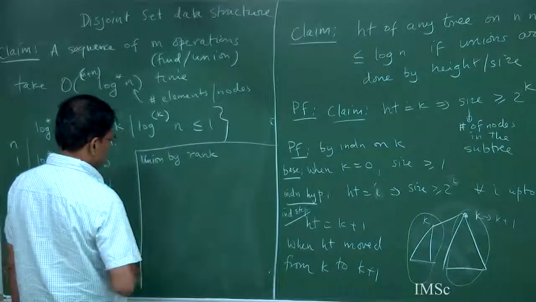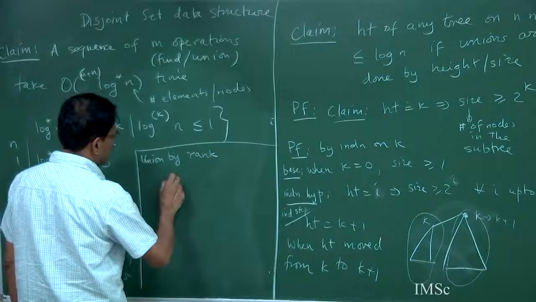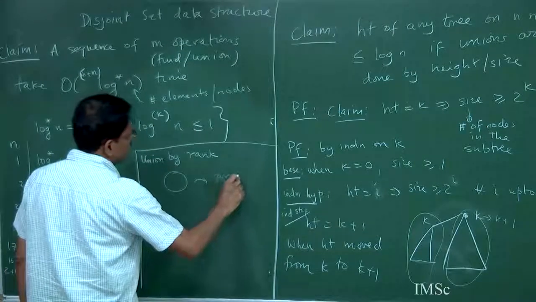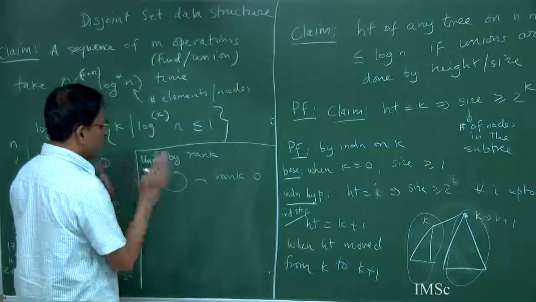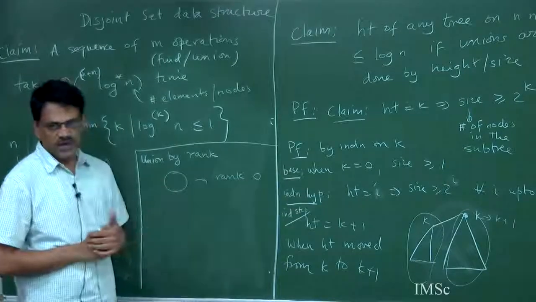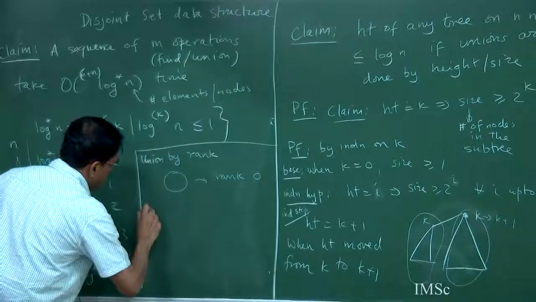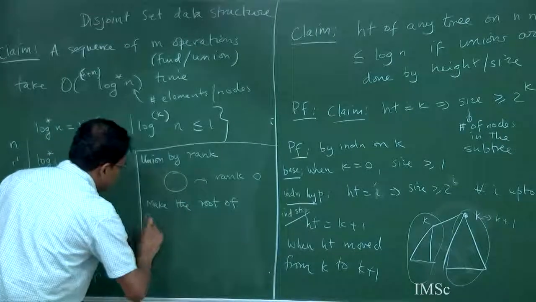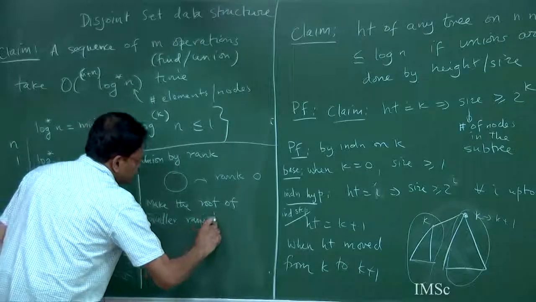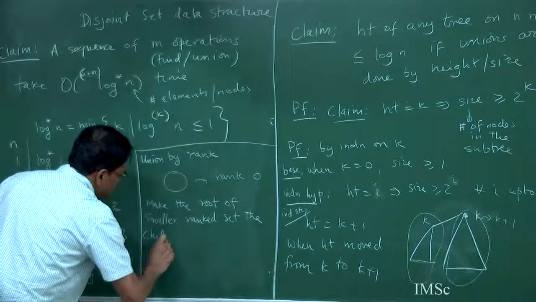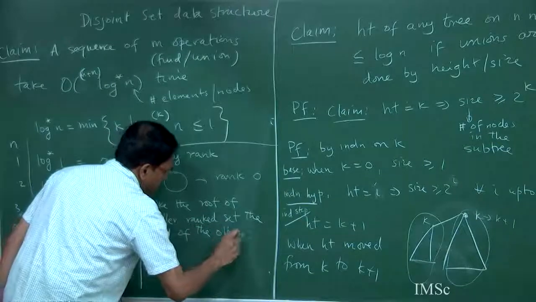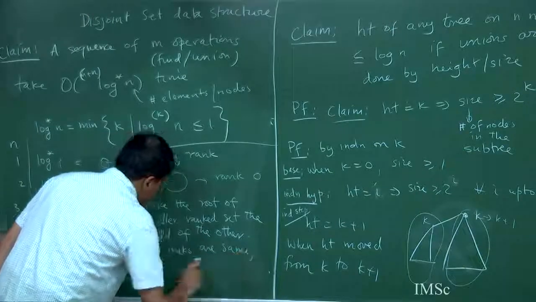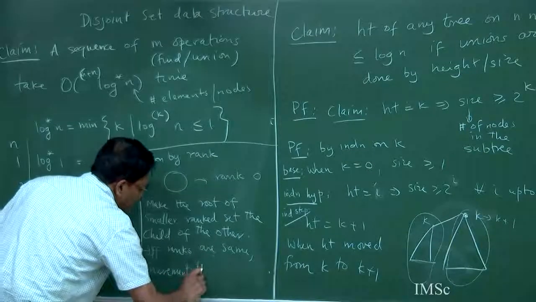Every root has what is called a rank. So for a node with no children, this has rank 0. Every root has a rank, and when we create the singleton, the rank is 0. And whenever we merge two things, we merge, or make the root of the smaller ranked set the child of the other. And if the ranks are the same, increment the rank of the root after union.